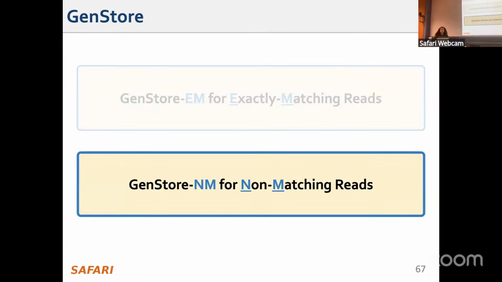The next step is GenStore NM. I will talk about it at a higher level of detail compared to EM. But I am wondering if, Konstantina, should I explain this and we take a break? Okay, I explain this and we take a break, okay.